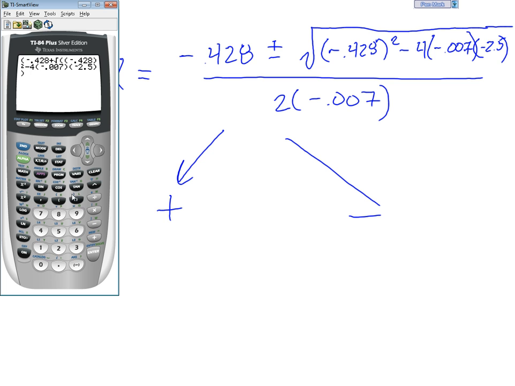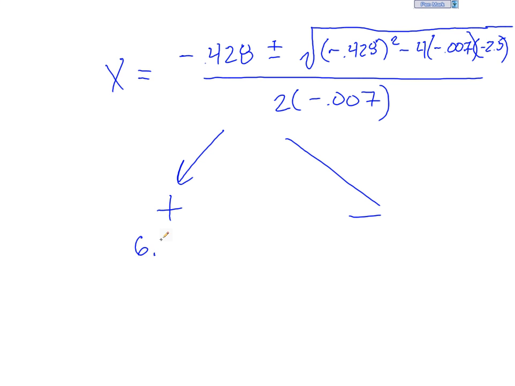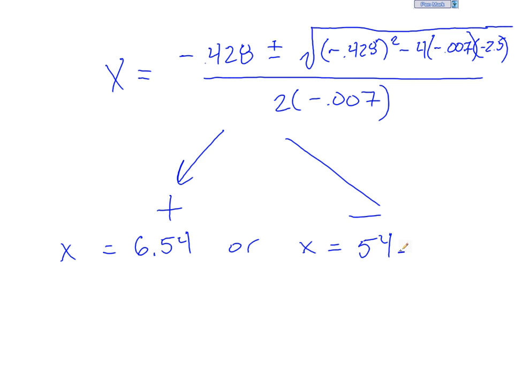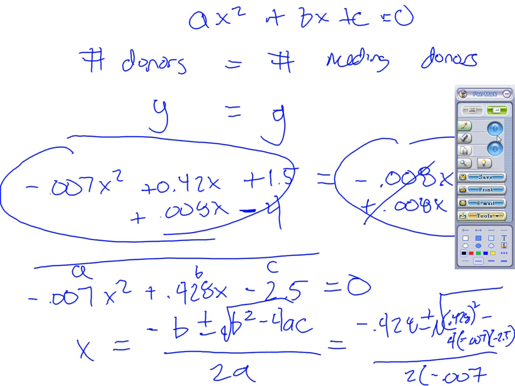And now I've got to close the numerator off so I can tell it to divide that whole thing by parenthesis 2 times negative 0.007. Now you can hit enter, and it will tell us that x is about 6.54, or x equals, and now second enter, all I have to do is change that plus to a minus, and we will get 54.6.